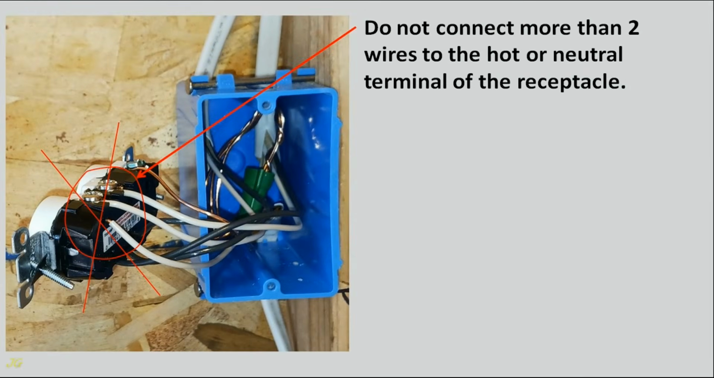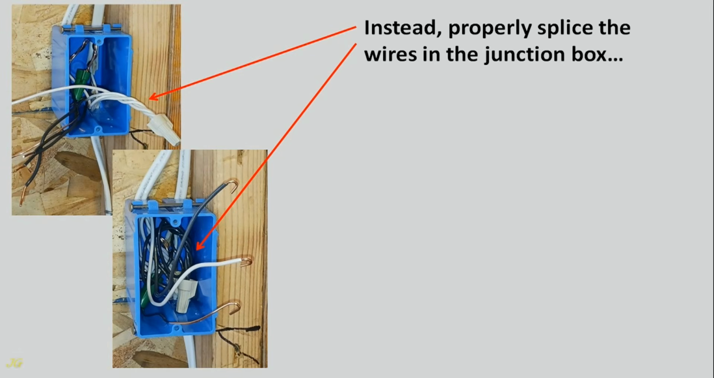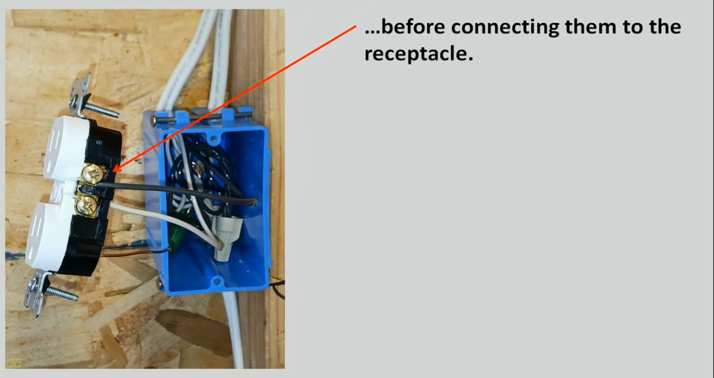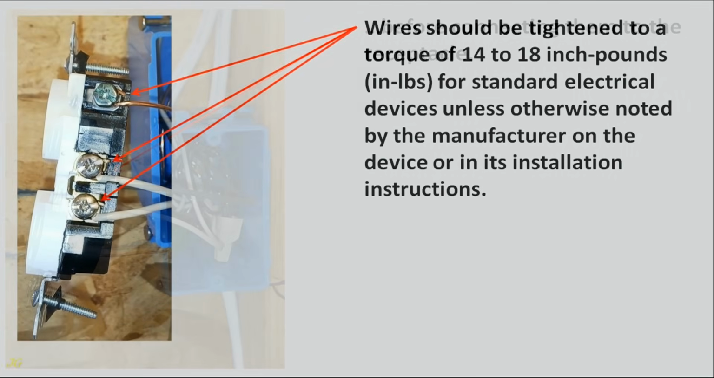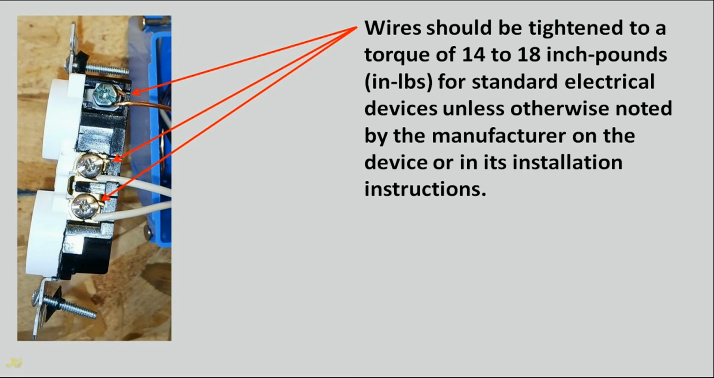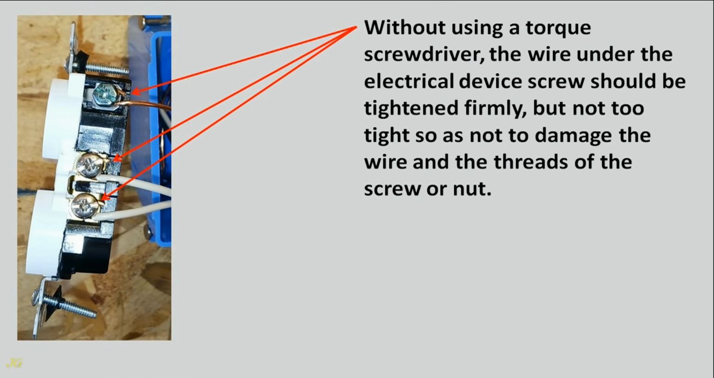Do not connect more than 2 wires to the hot or neutral terminal of the receptacle. Instead, properly splice the wires in the junction box before connecting them to the receptacle. Wires should be tightened to a torque of 14 to 18 inch-pounds for standard electrical devices unless otherwise noted by the manufacturer on the device or in its installation instructions. Without using a torque screwdriver, the wire under the electrical device screw should be tightened firmly, but not so tight as to damage the wire and the threads of the screw or nut.